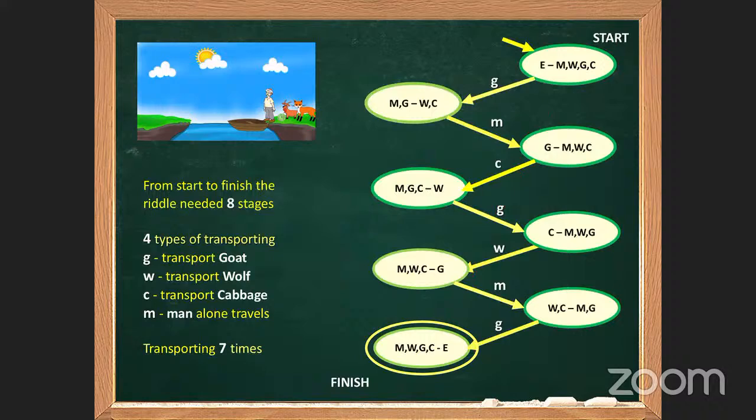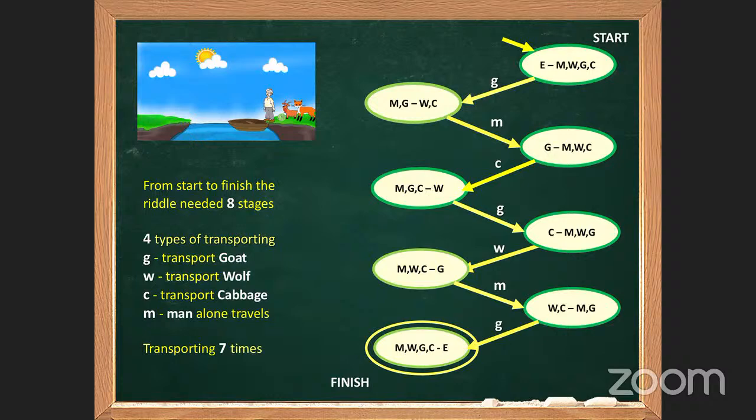And he's transporting goat, cabbage, wolf. He's shuttling from right side to left side. So basically, there are 4 types of transporting, and he's shuttling 7 times. I'm using some notation: small g for transporting the goat across, small c for transporting the cabbage across, w for the wolf, and for the man alone, just m.